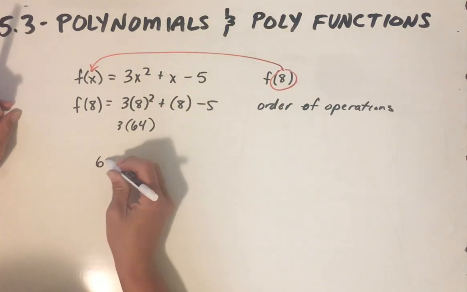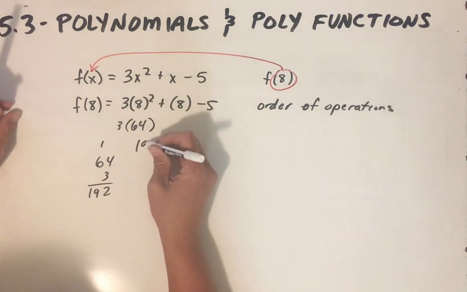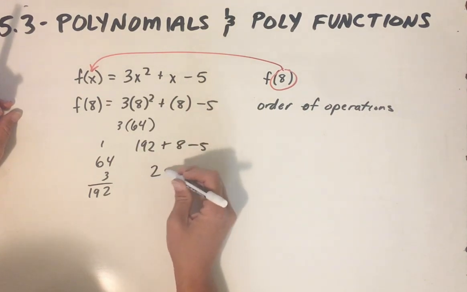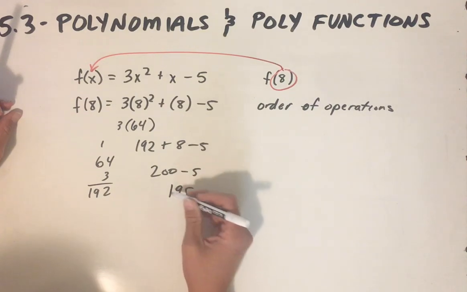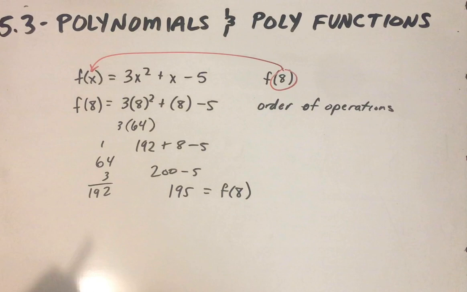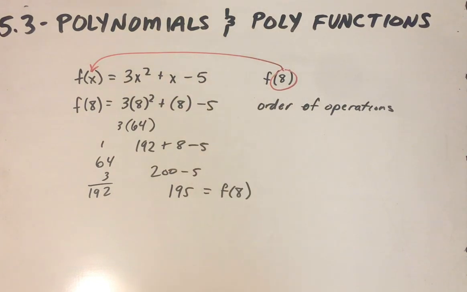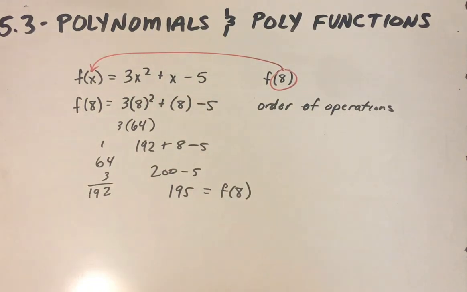Then we'll do 64 times 3, and that is going to be 192. Then we will add 8 and subtract 5. So we're going to get 200 minus 5, which is 195. So the f of 8 is 195. All this means is that when x is 8, the value of this polynomial expression, which is now a polynomial function because it's written in function notation, is 195.